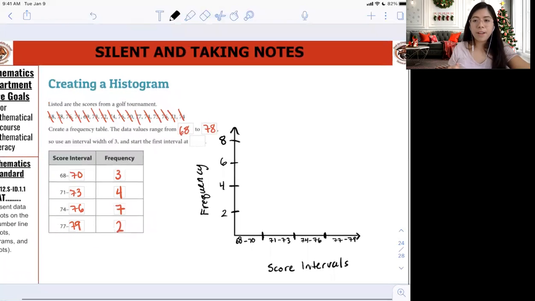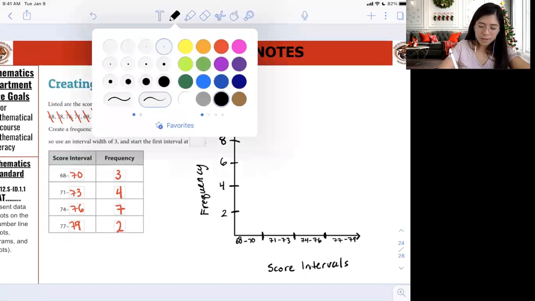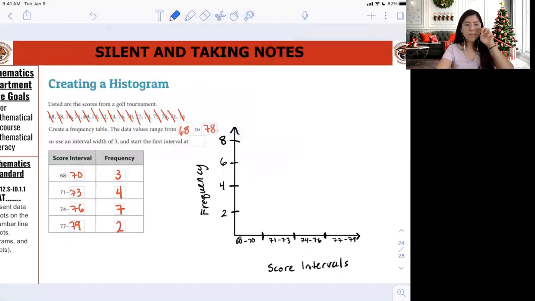And now here's the fun part. I can make my bars. And I always like to make them colorful. So starting with my first one, that's going to go up to 3. Make that nice and even. And you can fill it in. Should pick a thicker brush.